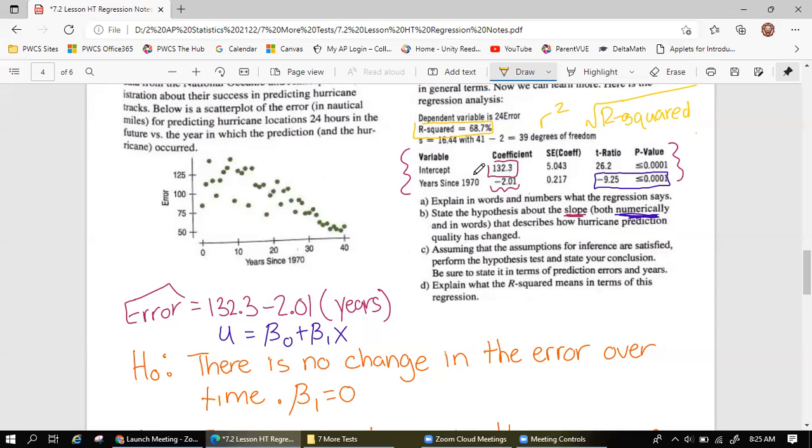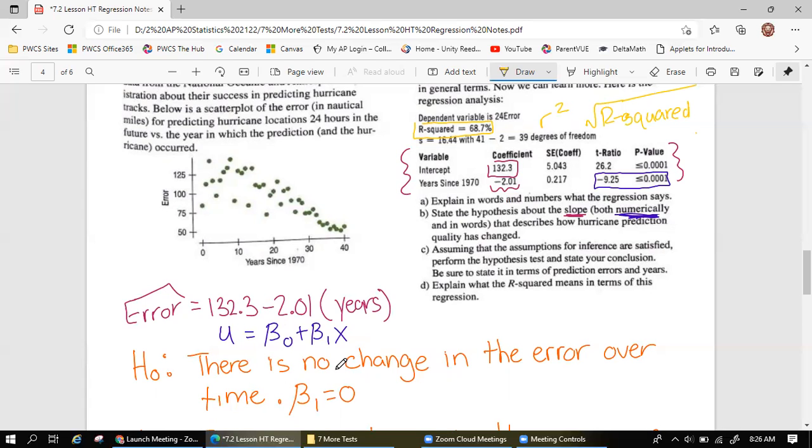And what it is is the amount that we can attribute our change in error to the years we've gone past 1970. So 68.7 percent of the variation in our error when predicting hurricanes can be attributed to how far we are from 1970. And of course, there's more that goes into that.